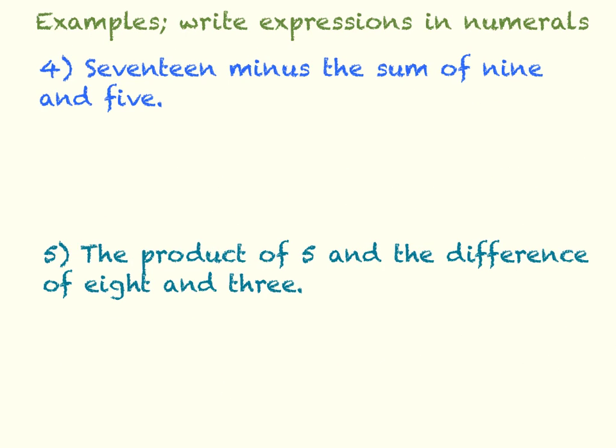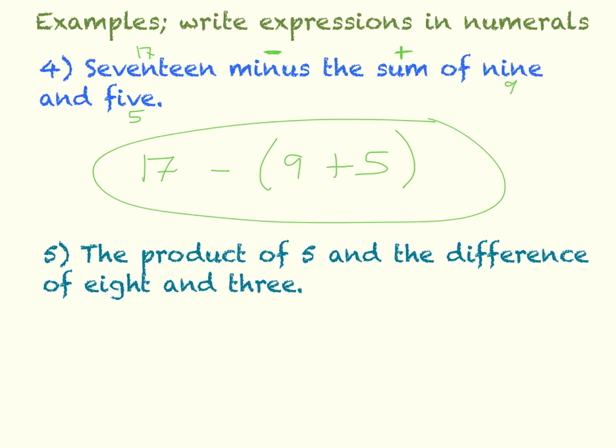Okay, now these next ones, we're going to go the other direction. We have an expression, we need to write it in numbers. So when we're writing it in numbers, kind of just start by understanding what's going on. 17, which is obviously 17 right there, minus, so there's a subtraction sign. The sum means I'm going to add something, of 9 and 5. Okay, so 17 minus the sum, so I'm going to add two things together. What am I adding together? 9 and 5. So there's my new expression written in numerals.